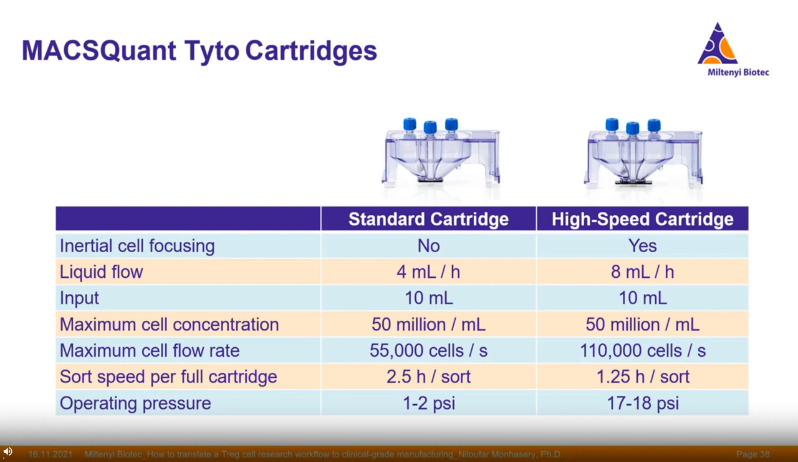For example, each sort in a standard cartridge takes 2.5 hours, whereas in the high speed cartridge it takes 1.25 hours per sorting. And regarding Treg sorting, as they are rare cells and you need to start with a really high volume of samples, I can imagine that the high speed cartridge fits perfectly into your workflow.